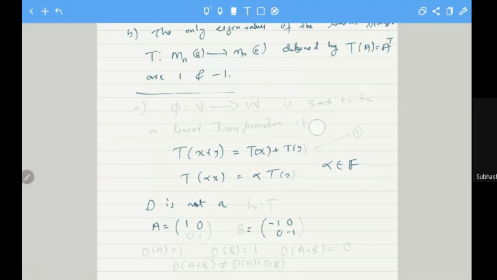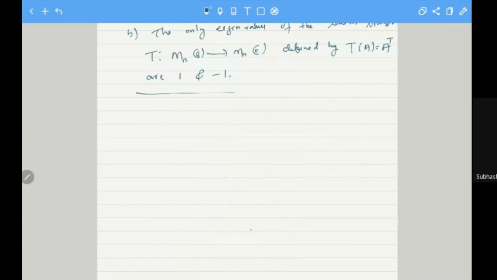Before going to solve the second one, just consider the map Tr from Mn(C) to C defined by Tr of A equal to trace of A. Will this be a linear transformation? Yes, sir. So this is a linear transformation, but the determinant is not a linear transformation. This is easy to check.